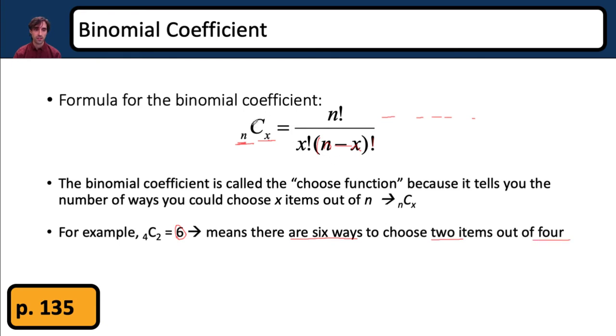So you kind of start off as, what is the combination, how many combinations are there when you have 2 items out of 4? And that's what we have right here.